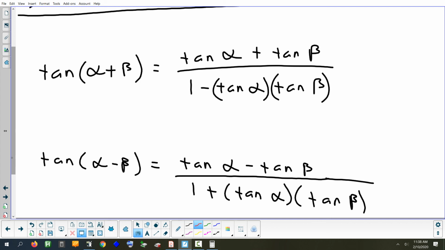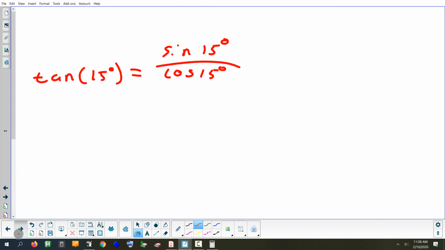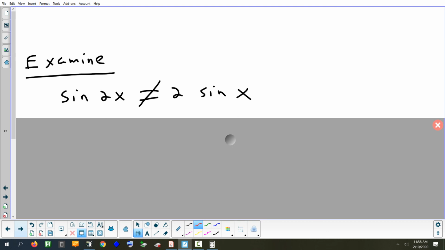Okay, so any questions on that whole group? Those are called sum and difference identities for sine, cosine, and tangent. Definitely, I think, the hardest ones that we look at. Let's look at that.